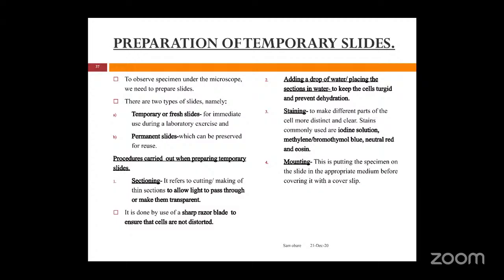while you're preparing slides. You'll say to prevent dehydration of the cells of that specimen. Another thing that you're supposed to do when you're preparing temporary slides is staining. Staining is dipping that section in dyes. You know dyes. Dyes are basically like colors. So usually we use iodine.